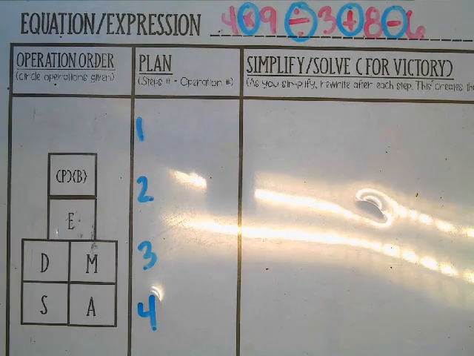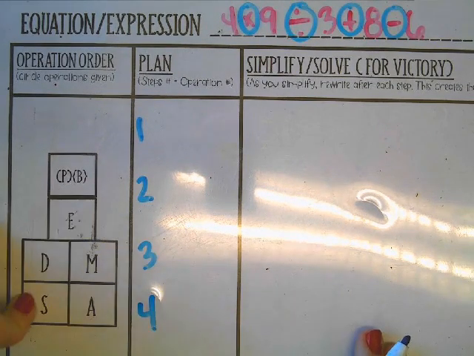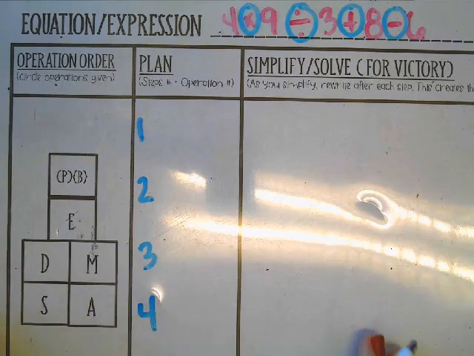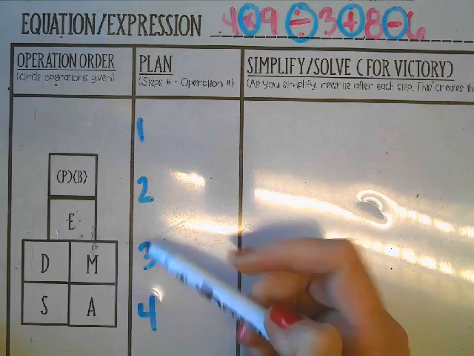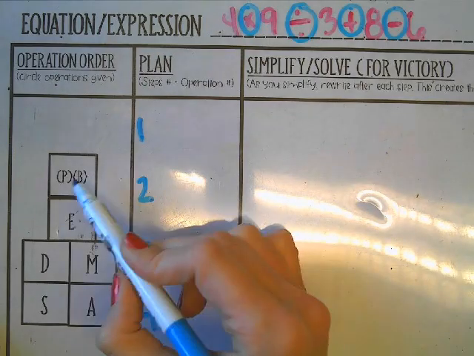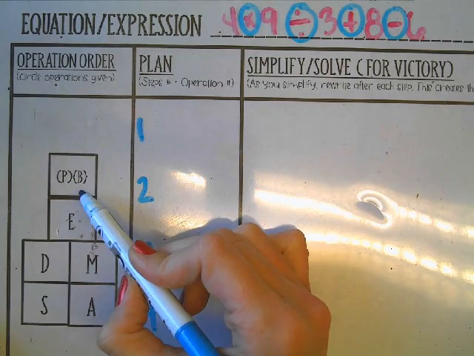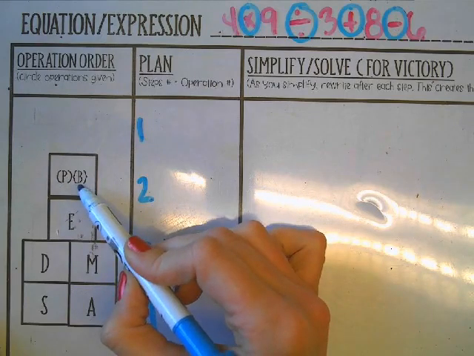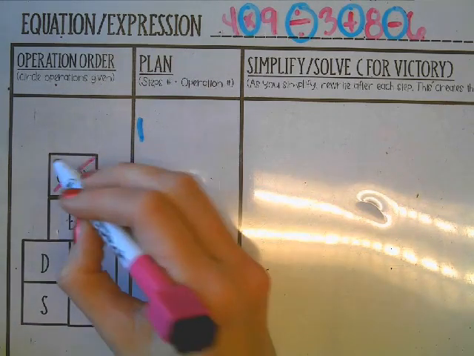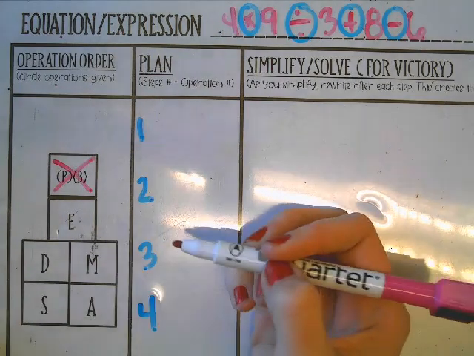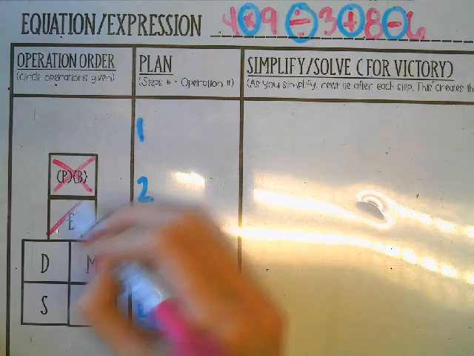Now I'm going to go through using this order of operation table and figure out which operation is going to be which step. First of all, the P and B stand for parentheses or brackets, and we don't have any of those, so we're going to mark that one out. Next, the E stands for exponents. There were no exponents, so we mark that out.